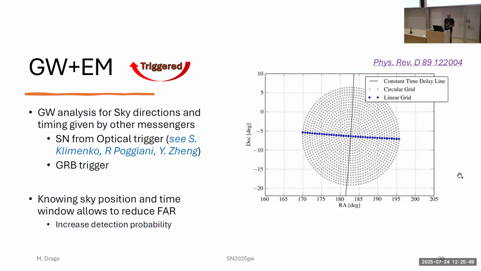And the simple explanation for that is that if you know the sky position, the time, practically, in short, you are reducing the false alarm rate. And then you can increase also the confidence, something like that. But the zero point is that you reduce the path. And of course, you can increase the efficiency because you are focalizing that path.